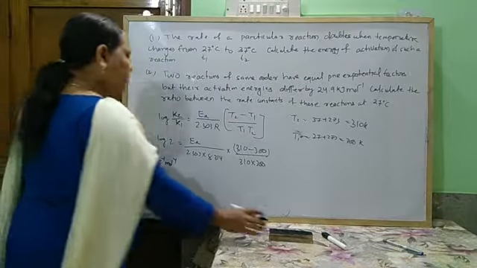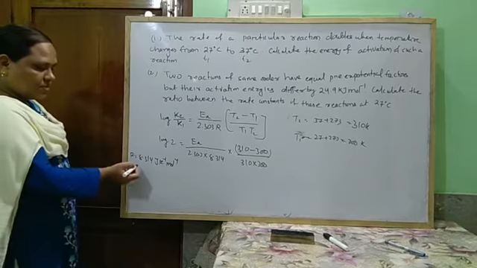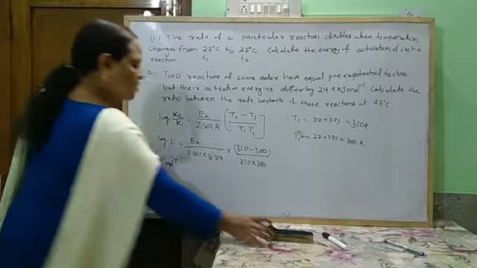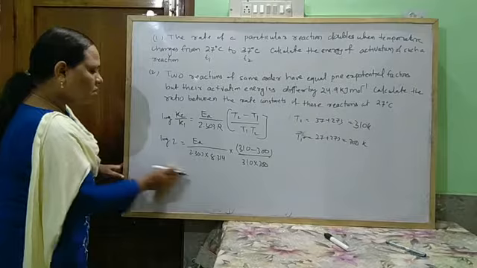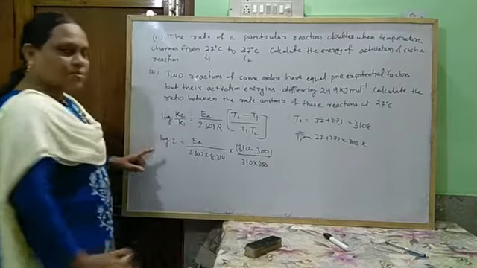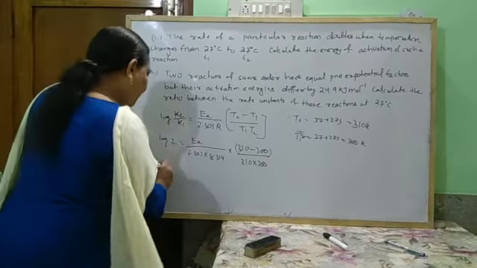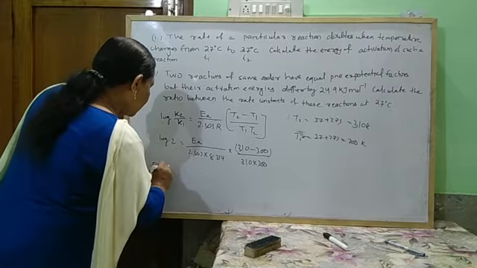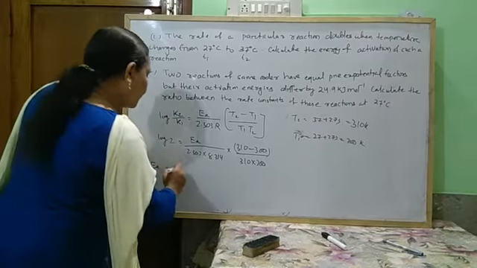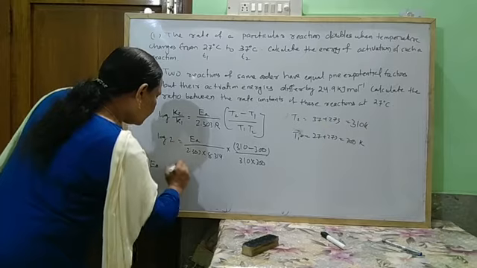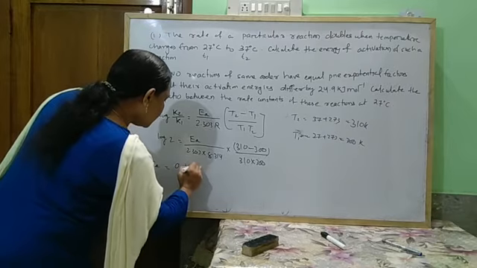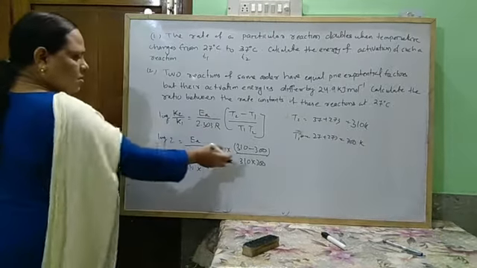Okay. So R value 8.314 joule Kelvin inverse mole inverse. And what is the value of log 2? You know, this is equal to 0.301. So what is Ea? Then Ea equal to log 2, that is 0.301, so Ea equals all terms come here.